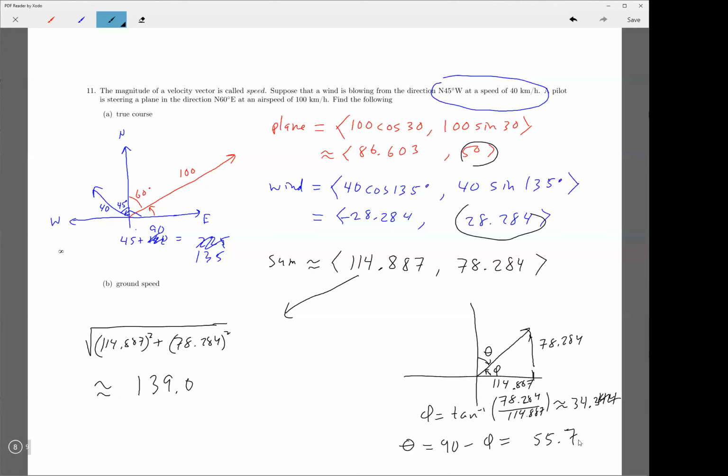So I think the instruction says that N45 is 45 degrees west of the northerly direction. That's the northerly direction, right? Right. So 45 west would be over here, and 60 east would be over here, which means that's 30. So we're going by 30. Oh, okay, that makes sense.